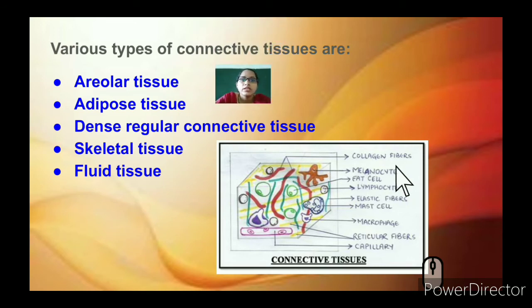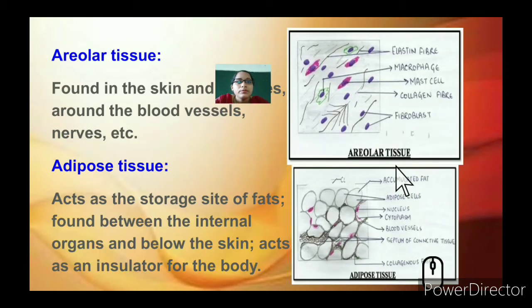Now, till now we have seen some examples of connective tissues. We will now understand the different types of connective tissues. They are areolar tissue, adipose tissue, dense regular connective tissue, skeletal tissue and fluid tissue. We'll understand them one by one.